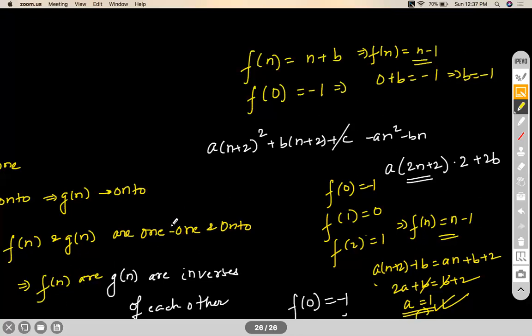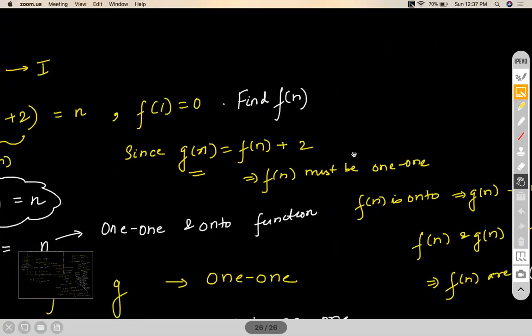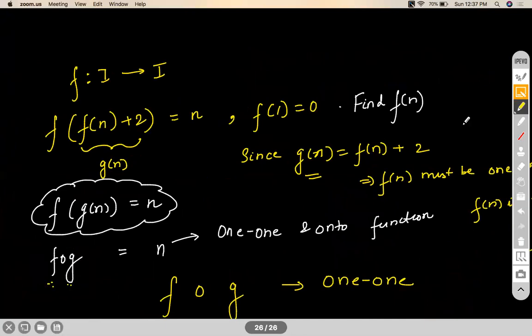Okay, so these are the type of questions you can expect in the advanced version. It will not come in JEE Main for sure. Fine. So with this, we close the chapter of functions for you.